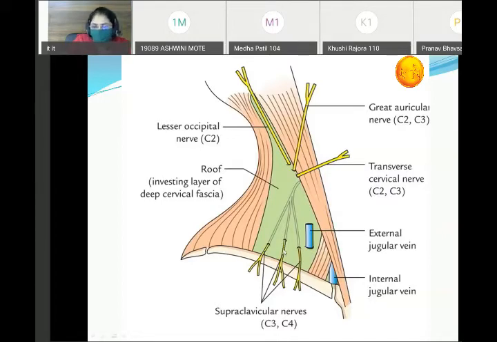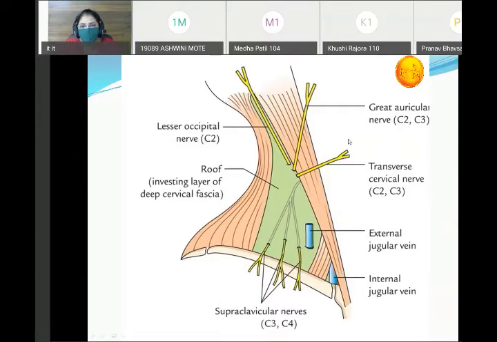Middle supraclavicular nerve, which sometimes pierces the clavicle. Long back we have studied this is one of the peculiarities of the clavicle, that it is pierced by the middle supraclavicular nerve. It will supply the skin of the first intercostal space up to the second rib. Then lateral supraclavicular nerve. This branch will supply the skin over the upper part of the deltoid.